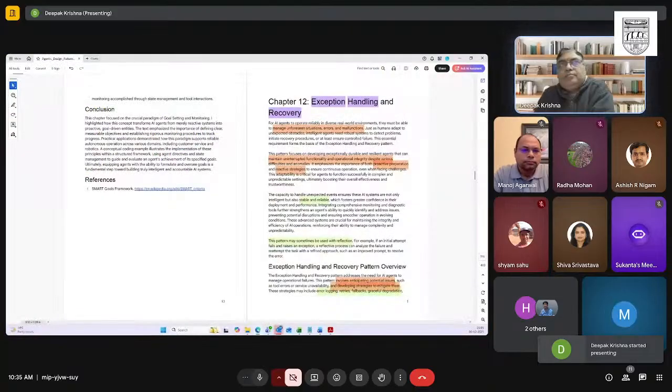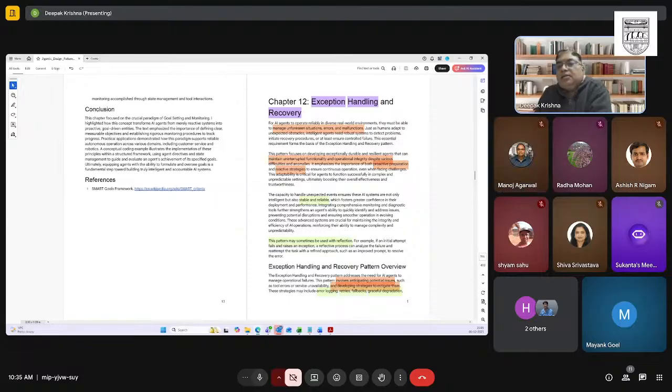So visible. Yeah. So I have put a lot of colors without understanding the concept. So I will try to read those colors and try to correlate, right? So today's topic is exception handling and recovery, and then the next topic is human in the loop.